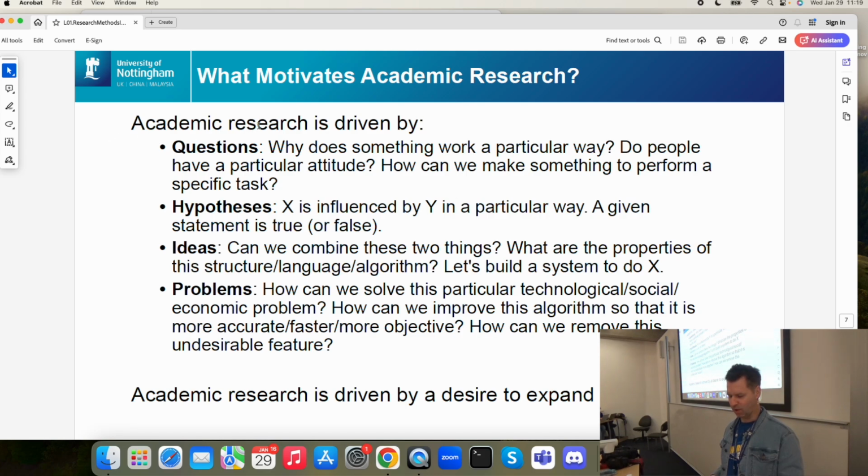Why does something work in a particular way? Do people have a particular attitude? How can we make something perform a specific task? To answer these questions about why and how things work. Why are things the way they are, and how things work? As someone mentioned before, we may have a hypothesis that we want to confirm or refute.